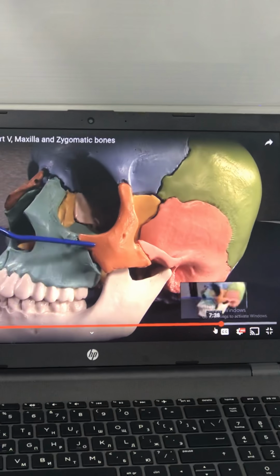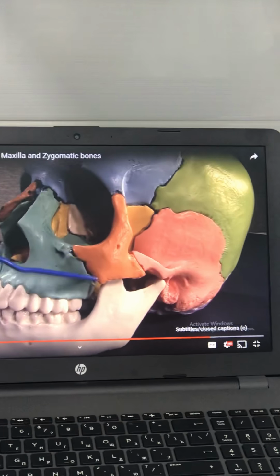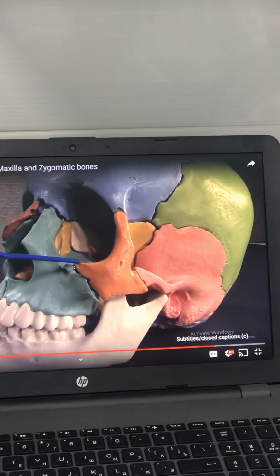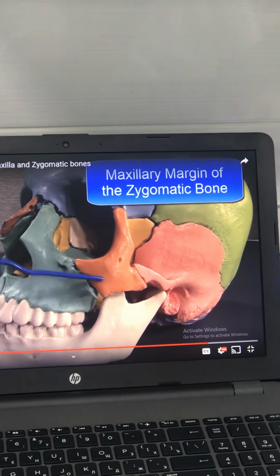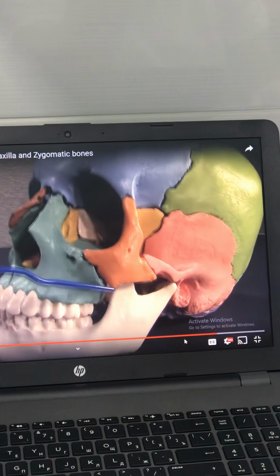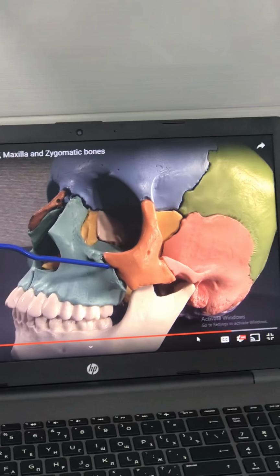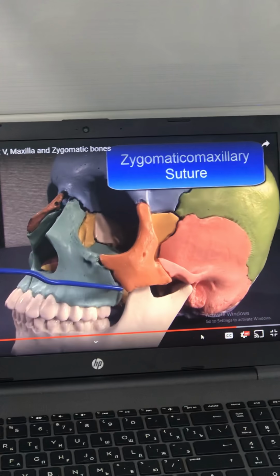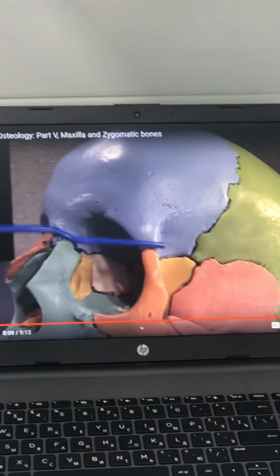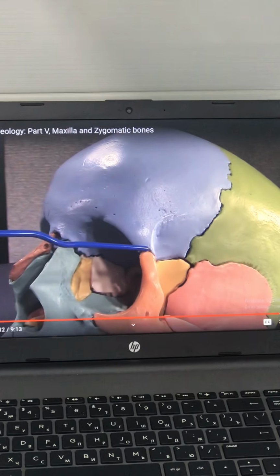In the 14th version of Gray's, which is the one I have, by Standring, this is actually called the maxillary margin of the zygomatic bone. From process to margin they are using. So it's not a process. But it does form the zygomaticofrontal suture here. We talked about this suture, right? That's the frontal zygomatic suture.